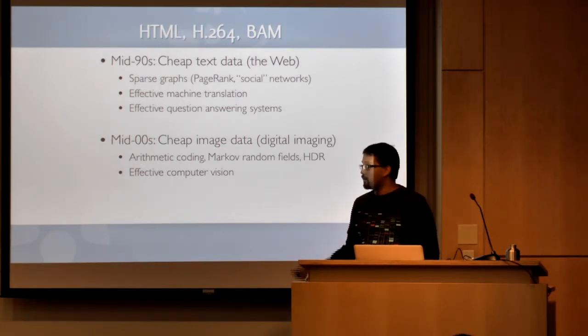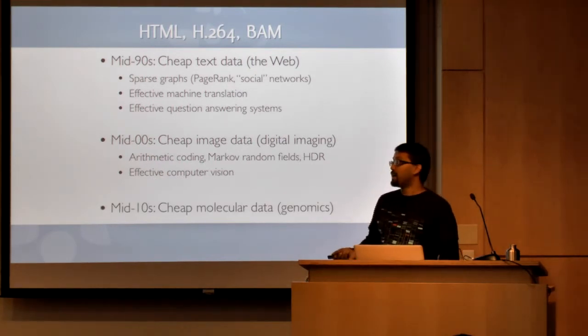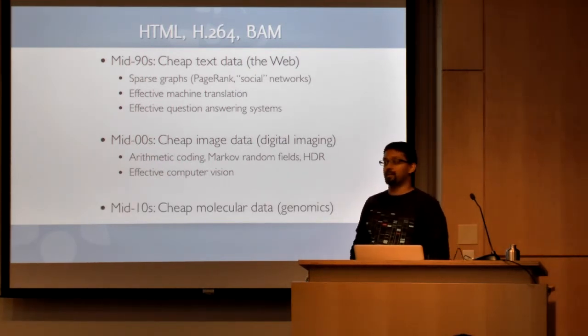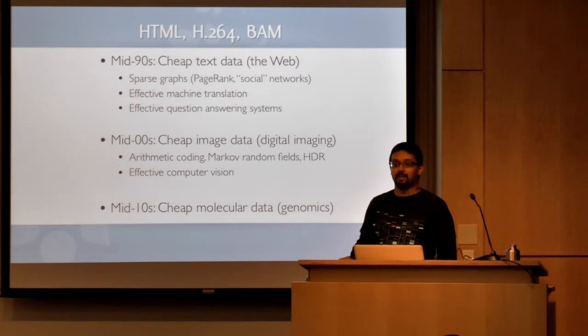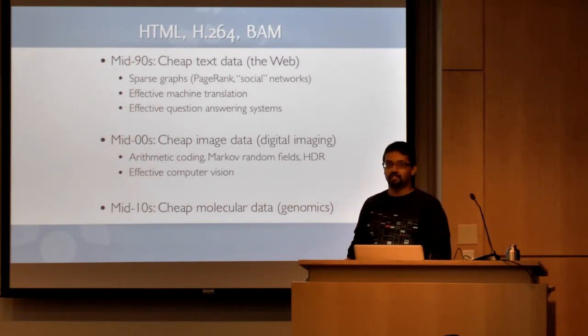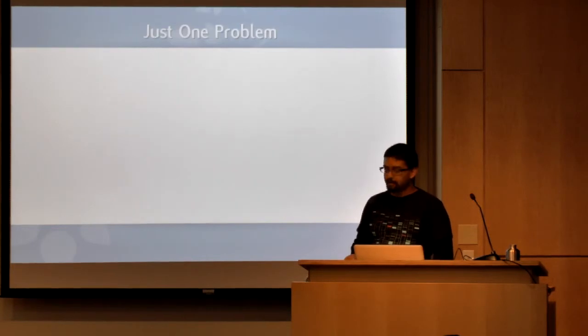What I argue is that as a consequence of the cost curves that I showed you earlier in the talk, the mid-10s are going to be characterized by an abundance of cheap molecular data that's going to come out of genomics. What does that mean? Well, I can't say for sure. It's easy to say all these things because we answer them in hindsight. I think it's very clear there are very interesting things that we can do in medicine with this, but there is one roadblock.